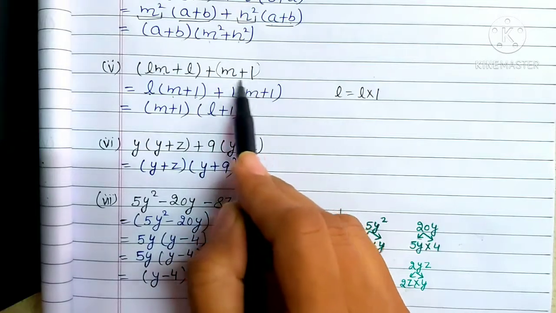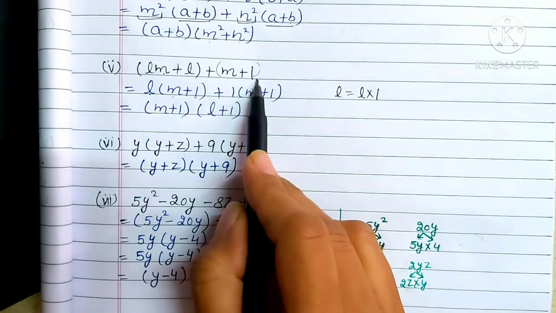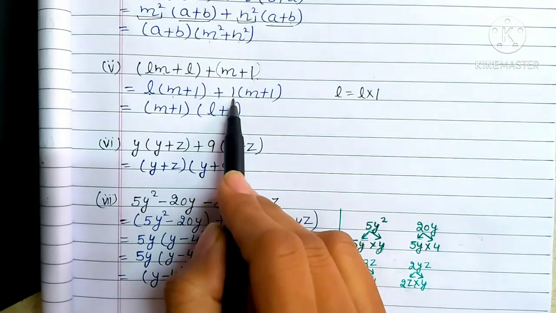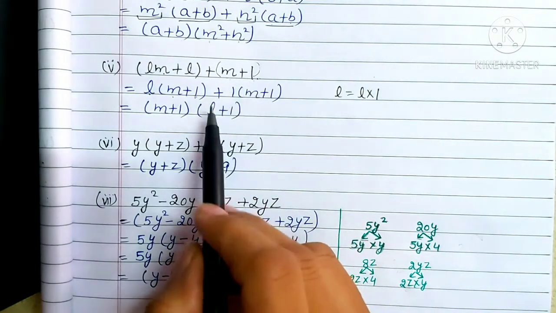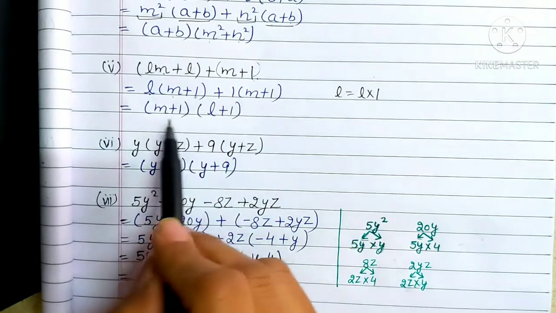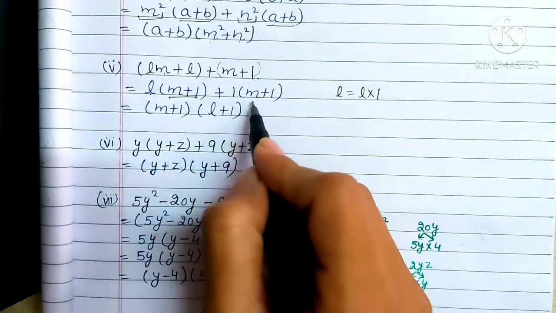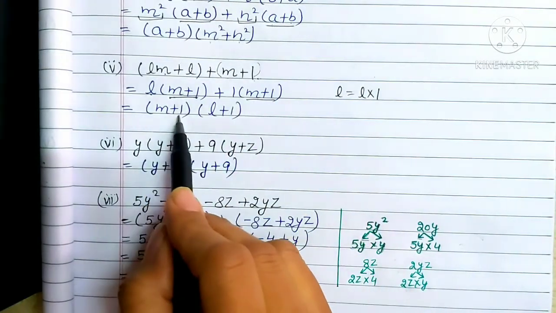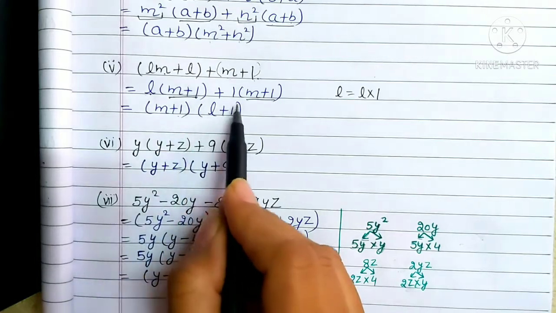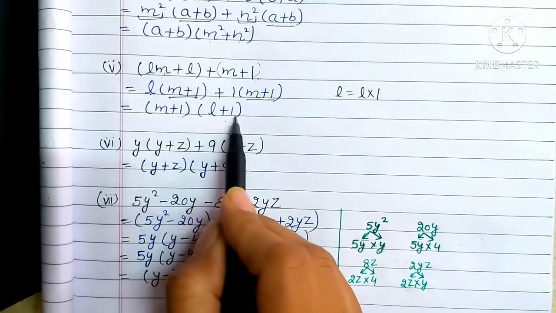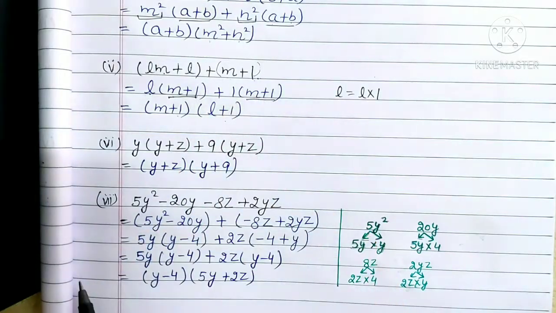Here m plus 1, we can see no common factor is there. And I told you earlier, if there is no common factor, then we can say 1 is the common factor of both terms. So we will take 1 as common. So m plus 1 will be left. Now we can observe m plus 1 and m plus 1 is the common factor in both the 2 terms. So if I take m plus 1 common, what is left in the bracket? L and plus 1 will be left. So these two are the factors of this expression.